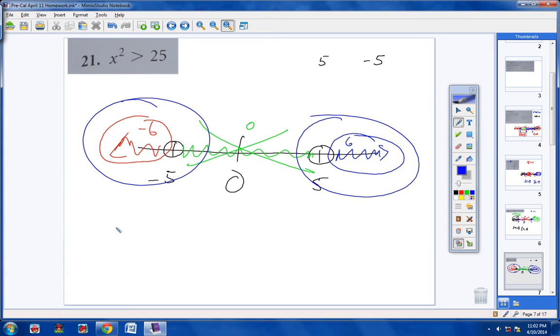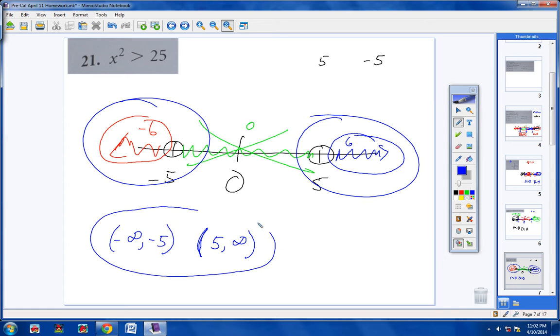For this section right here, it would be negative infinity going to negative 5 non-inclusive, so we use a parentheses. And then for this section over here, we're going to start with 5, and we're going to go to infinity, and the 5 is non-inclusive, and of course infinity always gets a parentheses. Okay, so there we go. There's our answer for this polynomial inequality. All right, let's move on to number 25.